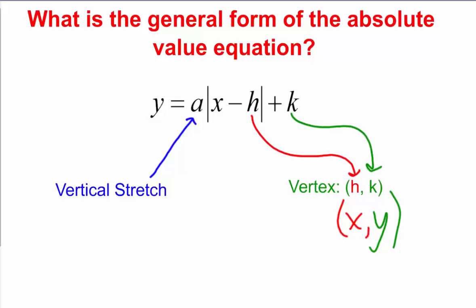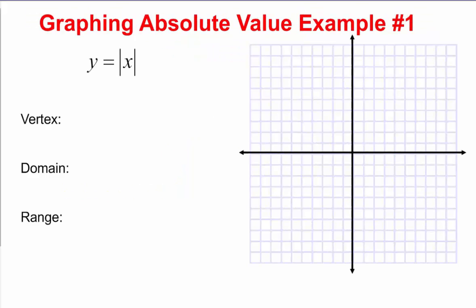So one thing to note is that we are still flipping the sign of the h value. So in the equation, it is a negative h, but when it goes into the vertex, it becomes a positive h, because that sign flips. Let's look at an example.